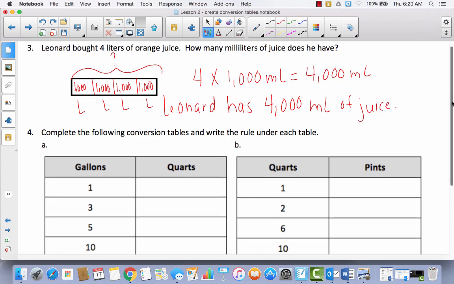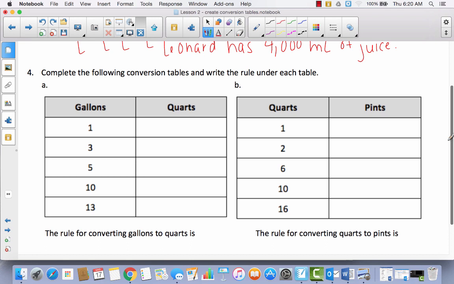All right, so now we're going to be completing some more conversion tables. And we already know that there are 4 quarts in a gallon, right? So if there are 4 quarts in a gallon, we know what the rule is. What's the rule? Multiply by 4. So I'm going to take 3 times 4, which is 12. 5 times 4, which is 20. 10 times 4, which is 40.